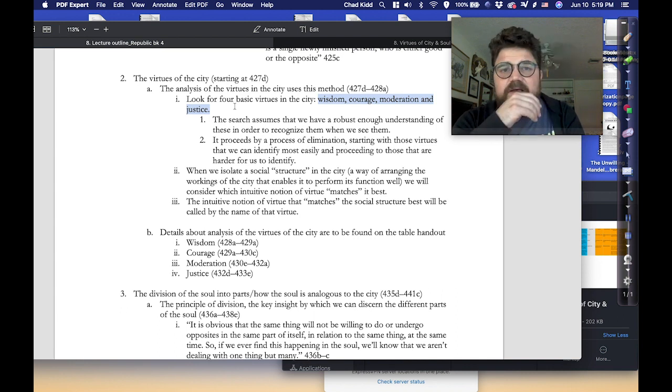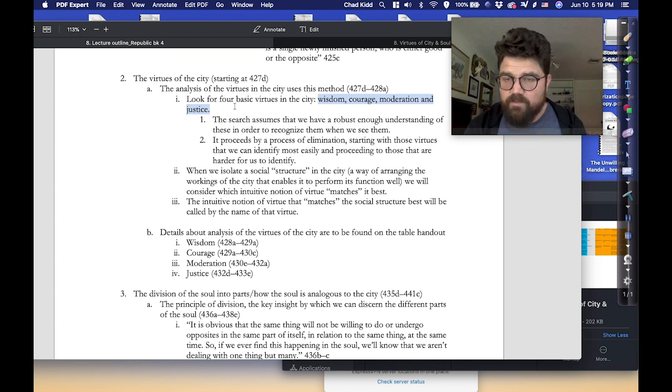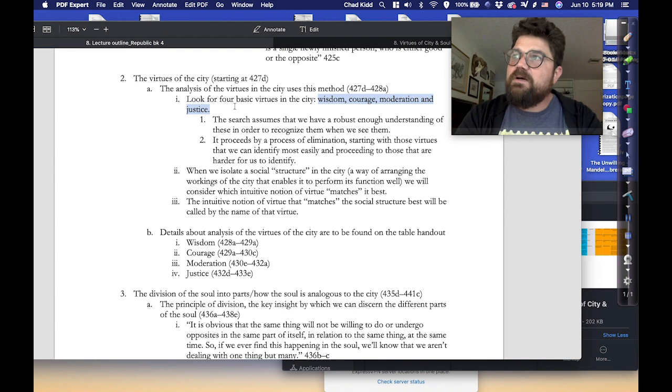The second thing to keep in mind is that Socrates is going to use a specific method for discerning what each of the 4 virtues in the city is, right? He's going to assume that we have a robust enough understanding right up front of these political virtues in order to recognize them when we see them, right? So I assume that all of you in here know what water is. You know it well enough to know it when you see it, even though you might not know exactly what water is, right? Water is H2O. Maybe you didn't know that before. Maybe you just learned that for the first time here. I really doubt that's true. I bet you already knew that. But you get the point, right?